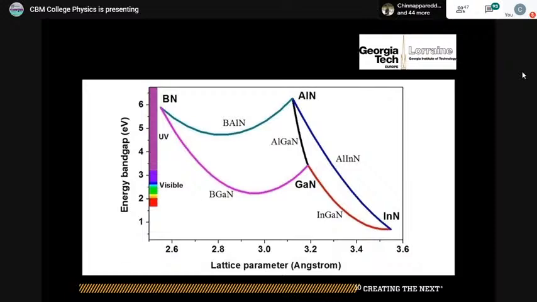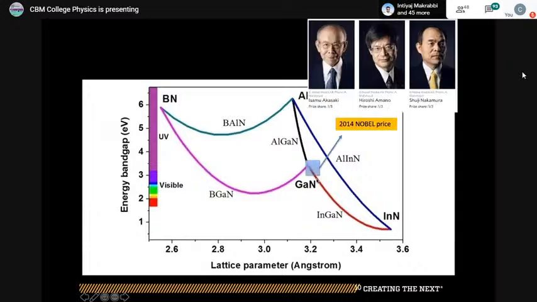So here I am showing you an extended view of the energy band diagram. You have seen in my previous slide gallium nitride, aluminum nitride, and indium nitride. Here I have added another binary, which is boron nitride. Boron nitride gives you a little bit more freedom in terms of lattice and also in terms of energy band gap. So you can cover almost the entire visible spectrum with gallium nitride and indium gallium nitride material.